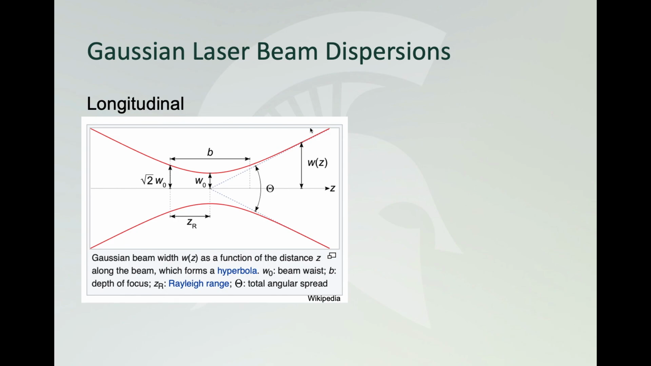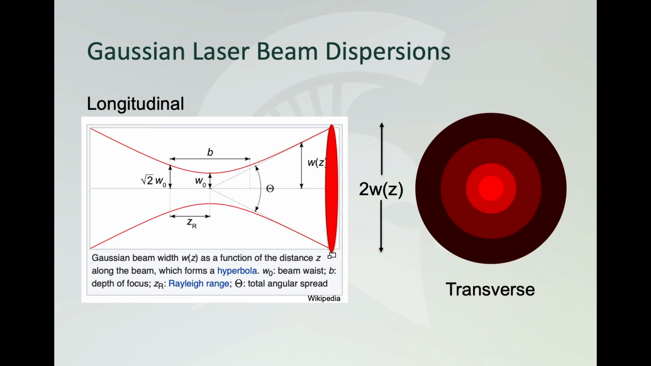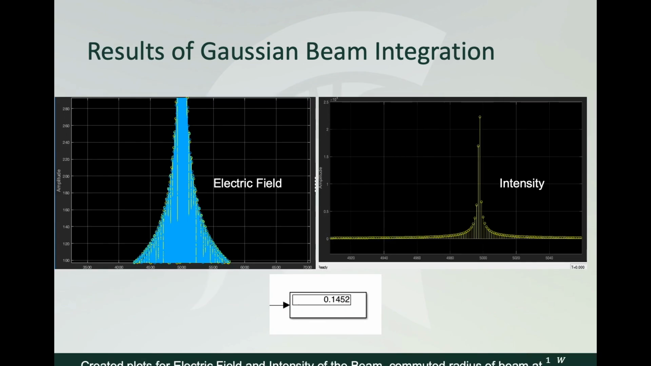And then this creates a spot size, this red circle right here, at whatever distance we're trying to communicate at. And then we're also trying to take into account the transverse beam dispersion, the changing intensity of our spot size as we grow away from the center point of the beam.